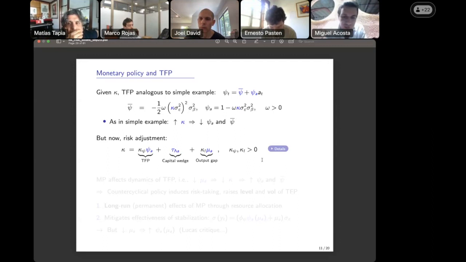Thank you. So I'm just thinking, as you mentioned, the central bank affects kappa through the effect of monetary policy over the output gap, right? But I was thinking, in a framework with financial frictions, which I guess is represented by the capital wedge, shouldn't that also react to monetary policy, like a collateral constraint or something like that?